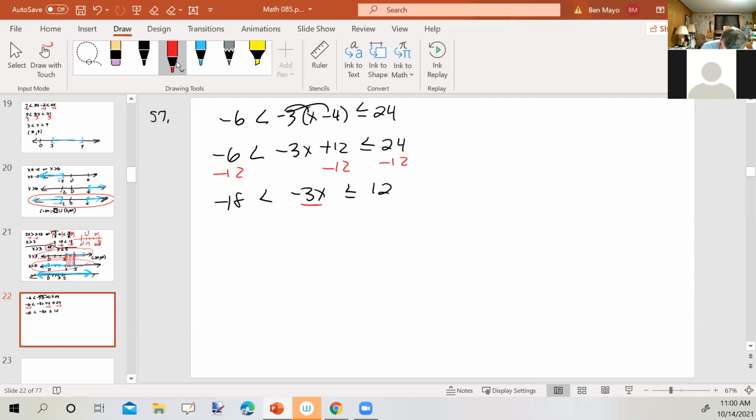And then finally, I'm going to divide everybody by -3. So this is what? 6, x, -4. But because I divided each piece by a negative number, I've got to change the direction of each inequality. However, now we need to take this and we need to write it from smallest to largest. So we're not going to switch the sign. We're going to turn the whole thing around, a different viewpoint, okay?